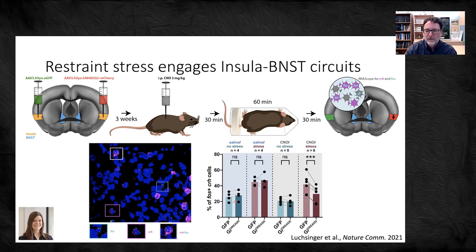And what she observed was that certainly, as we would expect, if we measure FOS, that immediate early gene that's a crude measure of activity, FOS expression was increased in the BNST in stressed animals relative to control animals. In the DREADD-expressing animals, when CNO was administered, she saw a reduction in BNST FOS expression on the side of the brain where the Gi DREADD was expressed, consistent with the idea that the BNST is engaged by restraint stress, and at least some of that engagement is coming through insula-dependent activity and activation of BNST neurons.